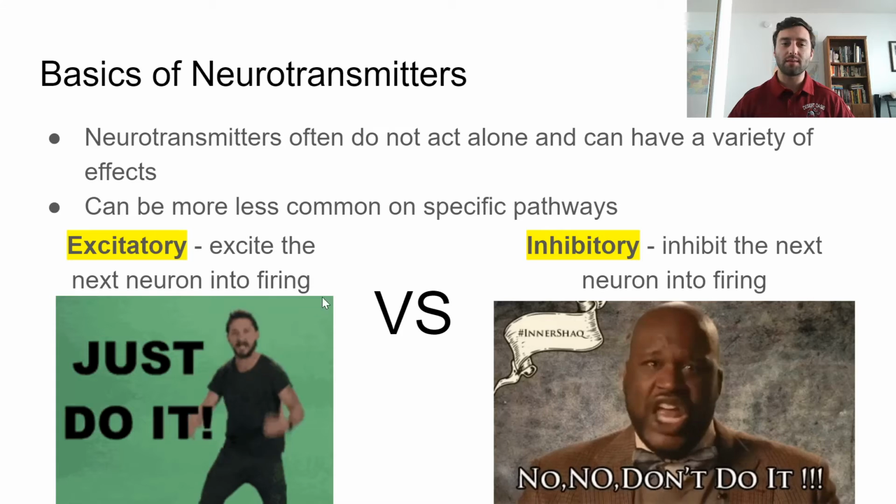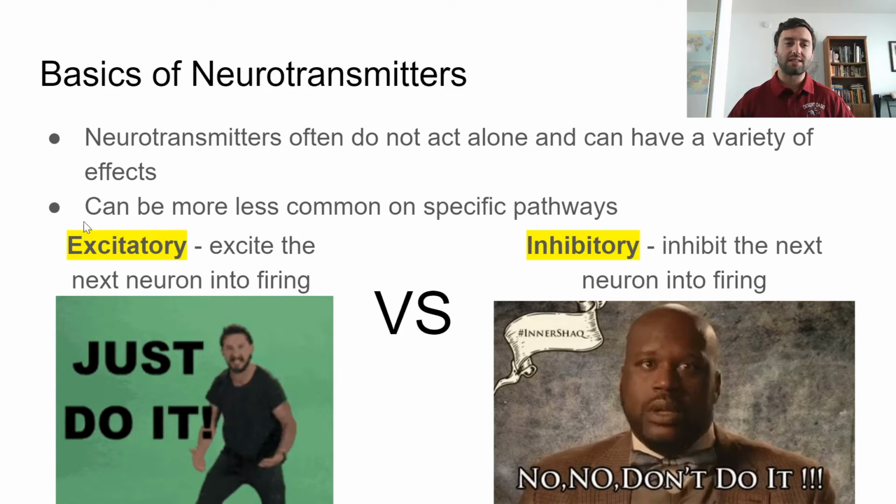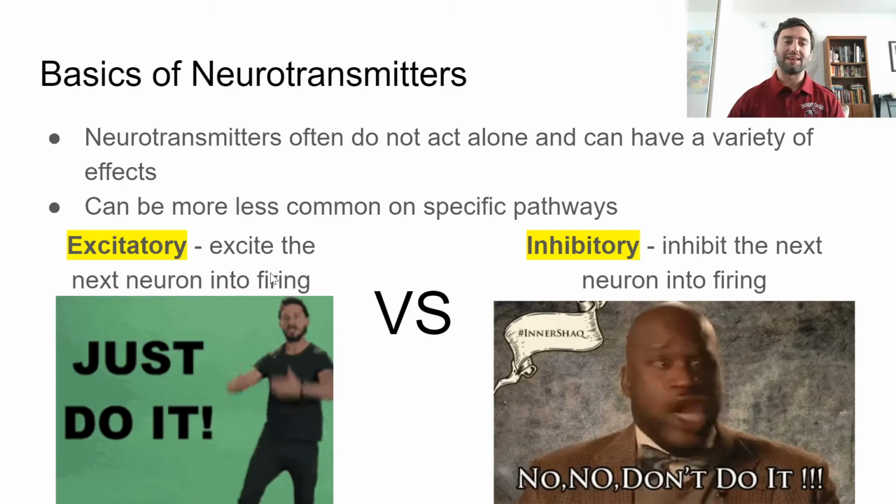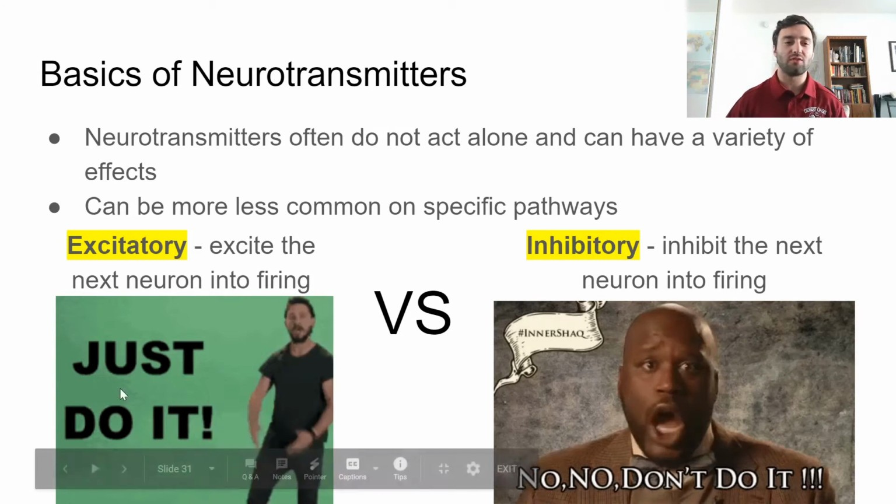So we can also break them into two groups: excitatory or inhibitory. So excitatory is, again, exciting the next neuron to fire.